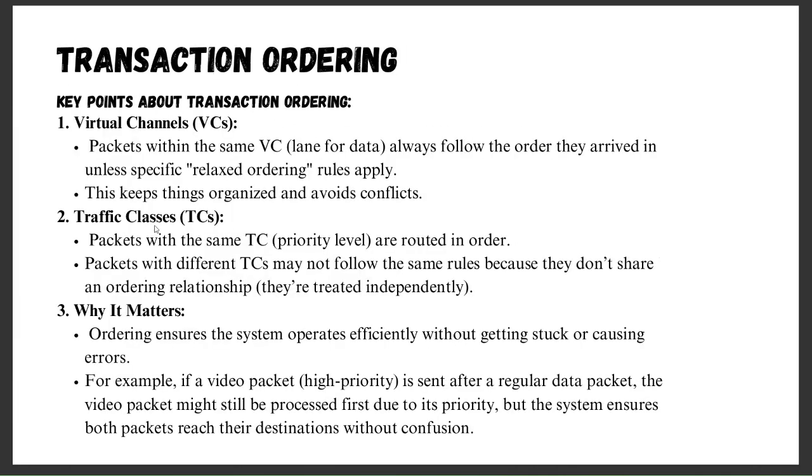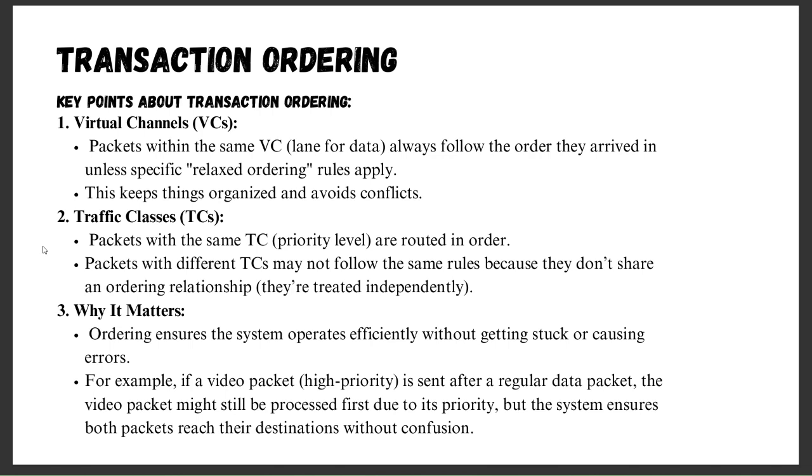So let us now understand transaction ordering. What is transaction ordering? In PCIe, when data travels through the system, it usually needs to arrive in the same order it was sent. This helps maintain the integrity of data and avoids issues like deadlocks, when the data flow stops entirely, or livelocks. What do you mean by livelock? When the data keeps circling but never reaches its destination.